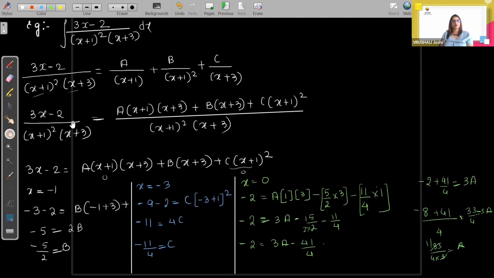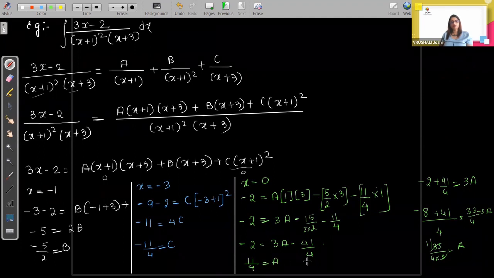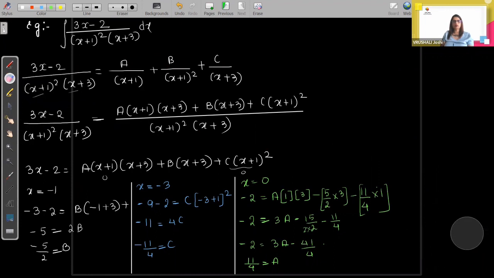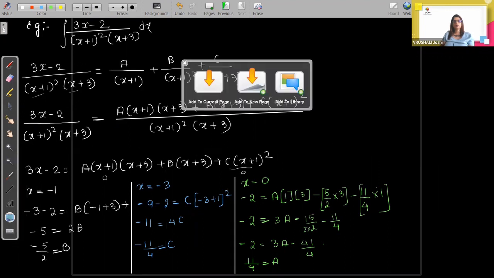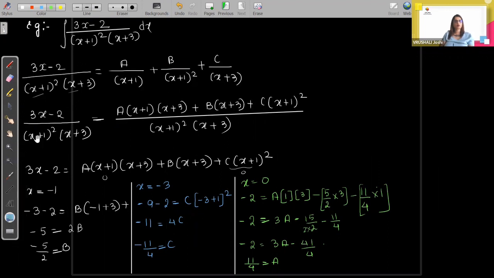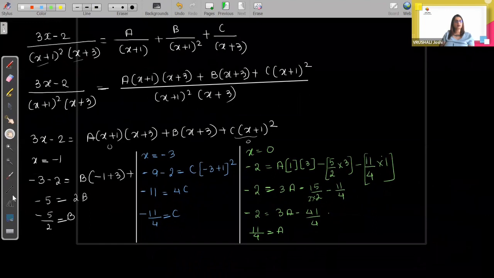थोड़ा सा बोर्ड ऊपर कर लेते हैं, थोड़ा जगह मिलेगा. Okay, so this is equal to 11/4 is equal to a, correct. ये कैलकुलेशन आप करके रखो यहाँ पर. Okay, so इसे थोड़ा मिनिमाइज करते हैं so that I can use this part for the calculation, correct. तो थोड़ा सा मिनिमाइज करेंगे और आप लोग इसे रखो.